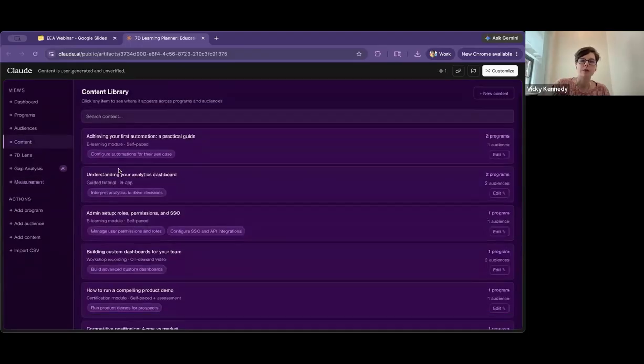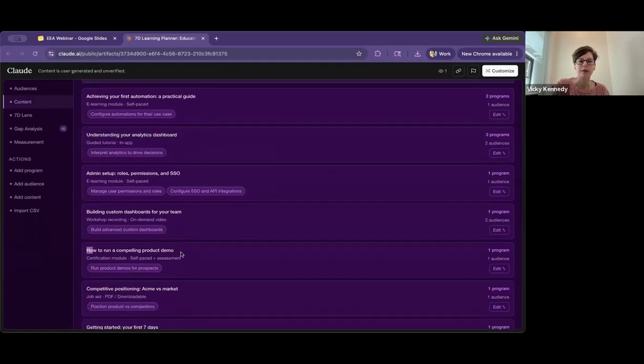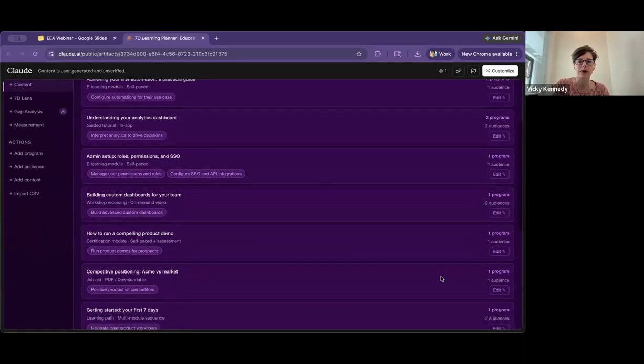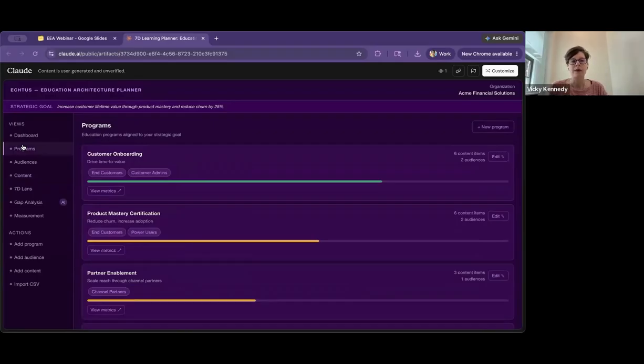And I can see this from the content perspective as well. I have content that's helping teach understanding your analytics dashboard and how to run a compelling product demo, and I can see where that content is being deployed. It's in this program. But this is just meant to visualize how this all starts to come together, so that what you're aiming to do is drive customer onboarding, and you're using education to get there. What does that mean? It means you're building capabilities, you're helping people reach competency, you're helping them learn the skills to reach that competency. Whether you're doing that today with AI and agents, or whether that's a tomorrow thing, this is all the same structure.